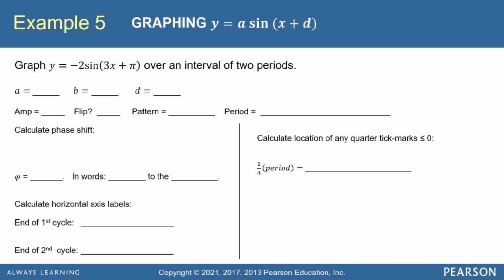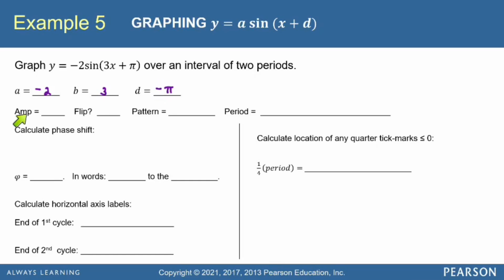Now here is example 5, and this time we're graphing 2 periods of y equals negative 2 sine of 3x plus pi. So let's pick out our a, b, and d numbers. A this time is negative 2, b is 3, and d is negative pi. And whenever you see that negative d number, that's a clue to you that your phase shift is going to be to the left. You already can know.